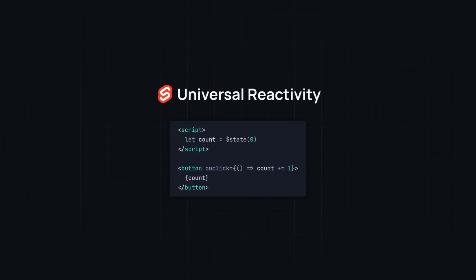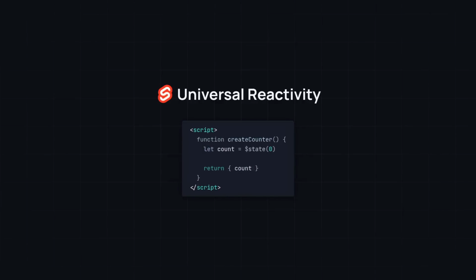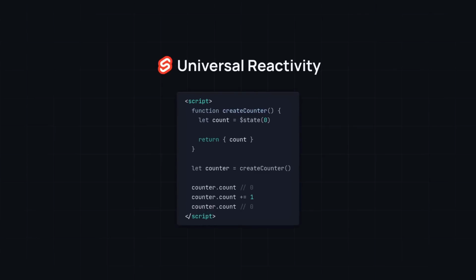So here I have a simple count example, and unlike before, now we can encapsulate this logic inside of a createCounter function, and then we can return the count. But there is going to be one problem. Svelte doesn't change how JavaScript works.